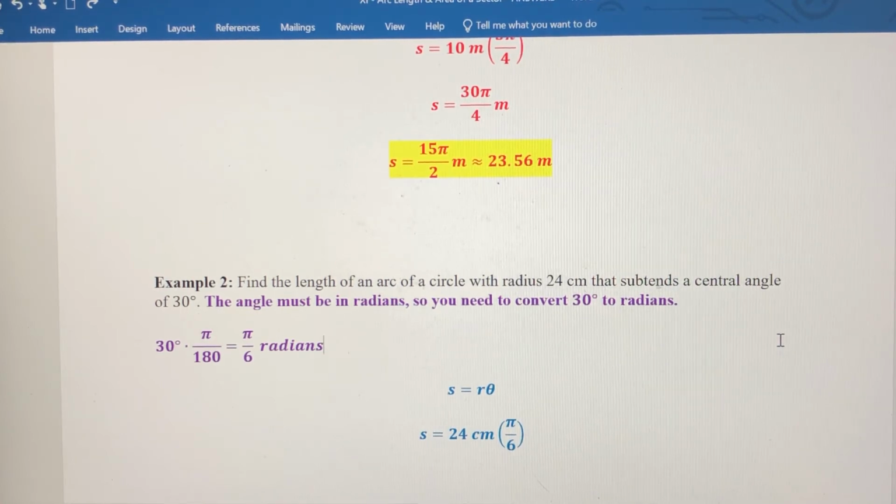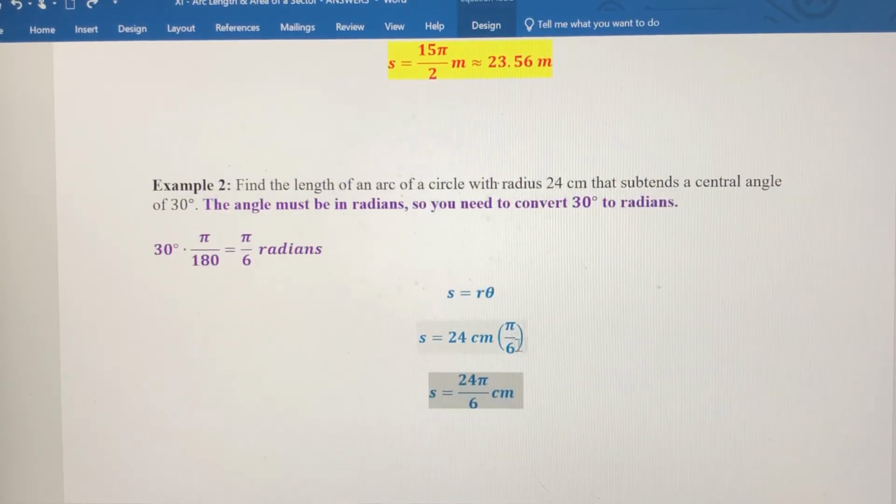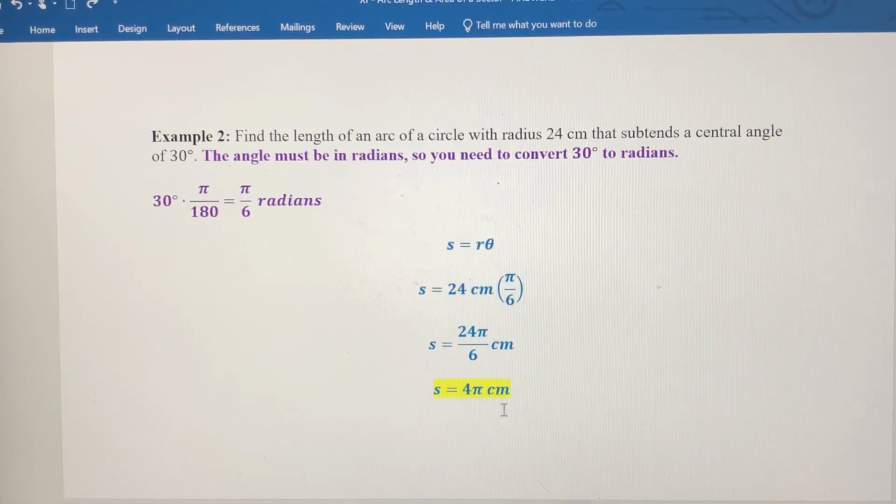So let's plug in what we know. S equals 24 centimeters times pi over 6. Again, we're going to leave our units in there. So we got 24 pi over 6, which simplifies to 4 pi. Again, this is the exact answer. The arc length will be 4 pi centimeters, but in decimal form, it's approximately 12.57 centimeters.